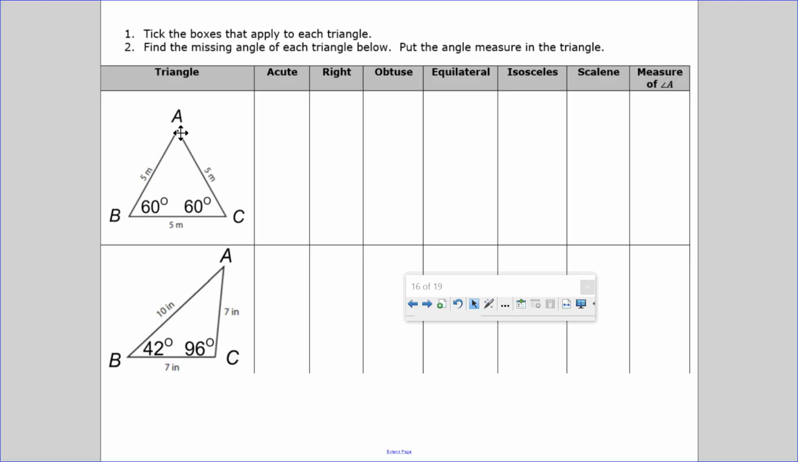All these angles look like acute angles. Check mark. And all the sides are equal distance, equilateral. Now find the measure of angle A. Well, I know it adds up to 180, so we don't know what A is.